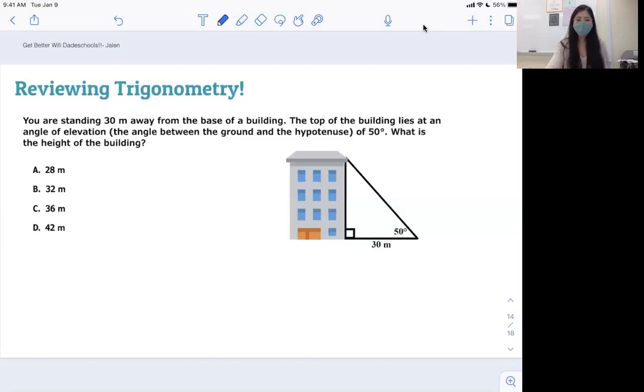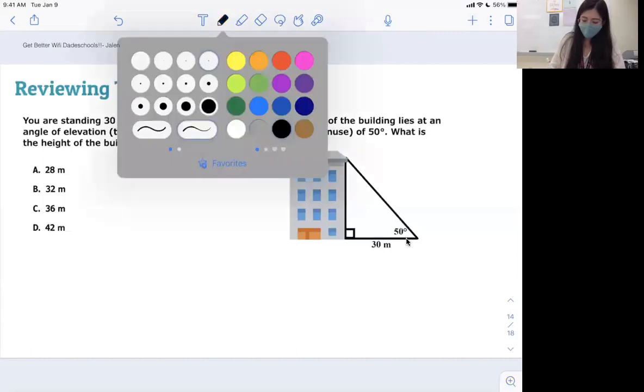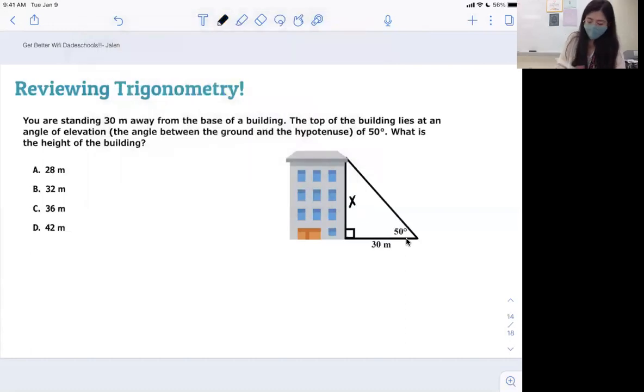All right, guys. Any questions? You all got your answer already? Okay, so let's go through it. So for this one, sine, cosine, or tangent, what do I need? Tangent again.